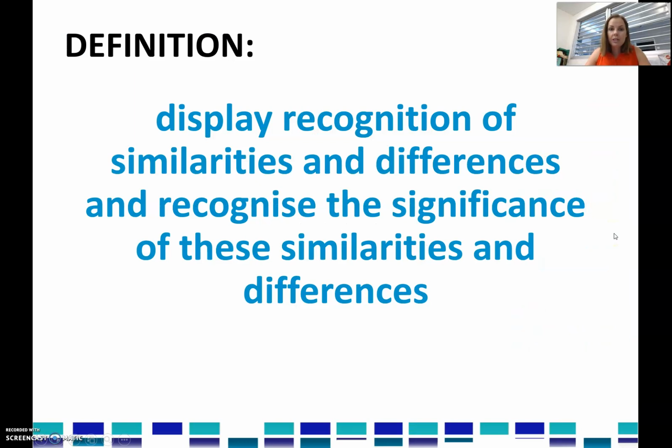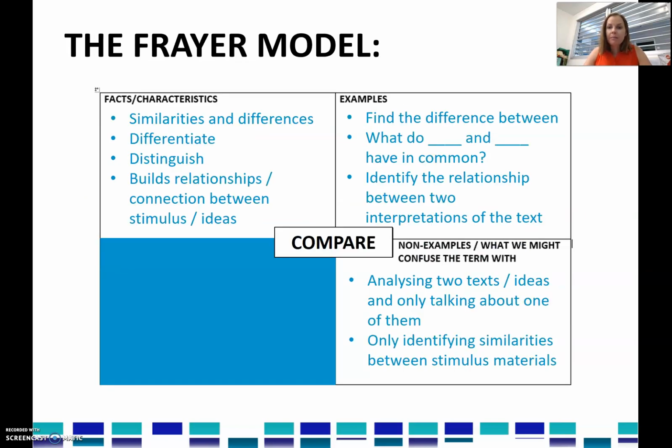So by definition, it means display recognition of similarities and differences and recognize the significance of these similarities and differences. If we were just contrasting, you're simply looking at differences, but with compare, you're looking at both similarities and differences. Here's our Freya model. So let's have a look at the facts and characteristics of this skill. As I said, similarities and differences, it's where we're going to differentiate or distinguish between different things. We build relationships and connections between stimulus and ideas as well.